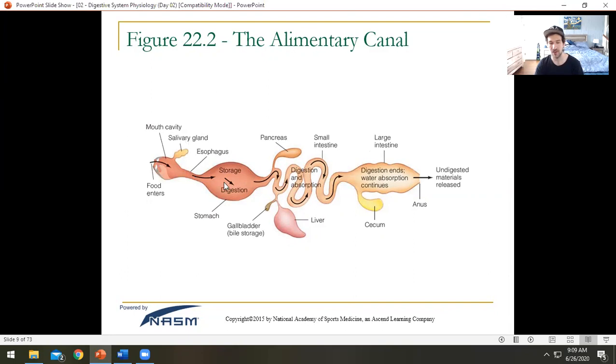Then it continues traveling down the canal, where it's going to hang out in your stomach as long as it needs to. This is actually used for a little bit of storage because your small intestine can only take so much food at a time. But as soon as it is ready for the actual absorption process, small pieces at a time move into your small intestine.